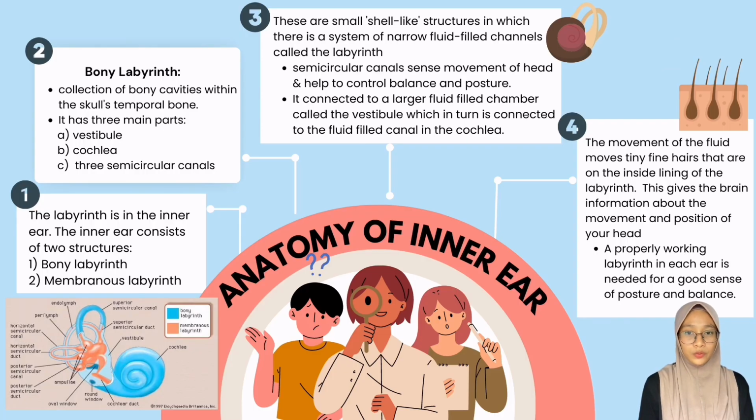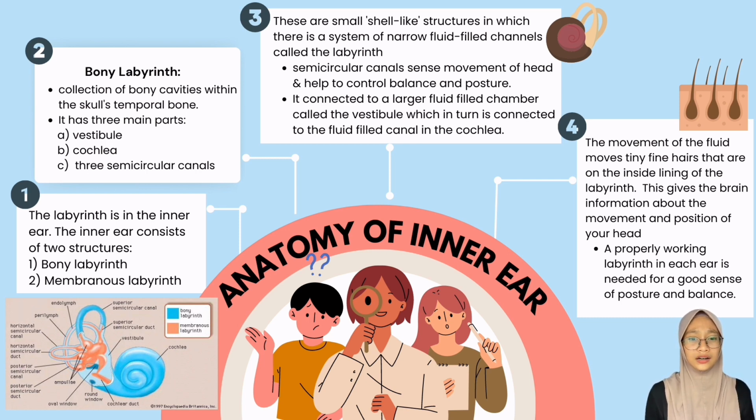In this picture, we can see that the labyrinth is located in the inner ear. The inner ear consists of two structures which are the bony labyrinth and the membranous labyrinth. The bony labyrinth is a collection of bony cavities within the skull's temporal bone which consists of three main parts. The first one is the vestibule, then the cochlea and three semicircular canals. In the cochlea, there is a system of narrow fluid-filled channels called the labyrinth. The semicircular canals sense the movement of our head and help to control balance and posture.